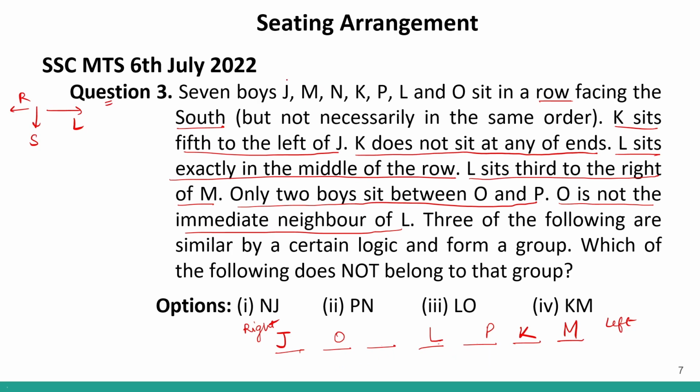Now we have only one person remaining. We have already placed M, J. We have already placed K, P, L and O. The only person remaining is N. So N can come over here. This will be my final arrangement.